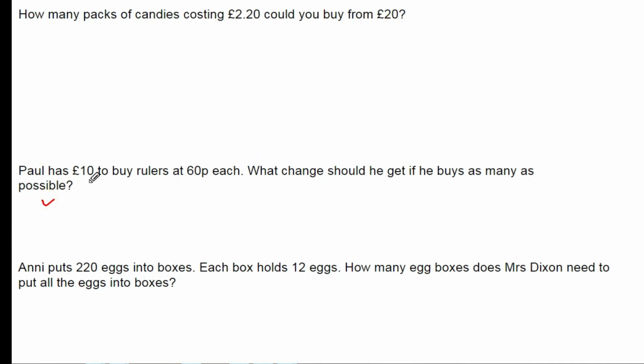Paul has 10 pounds. How much money he has? 10 pounds. What he needs to do with this money? He needs to buy rulers at 60 pennies each. That means each ruler costs 60 pennies. Now the meaning of this part of the question is this, that if you go to a shop and you have given £10 to the shopkeeper, right?